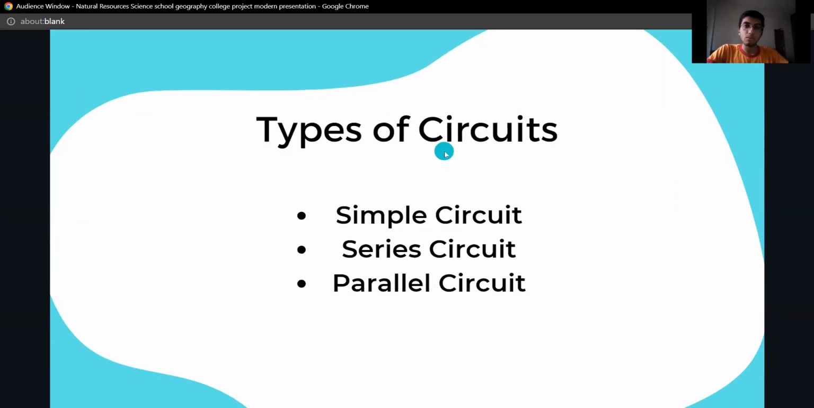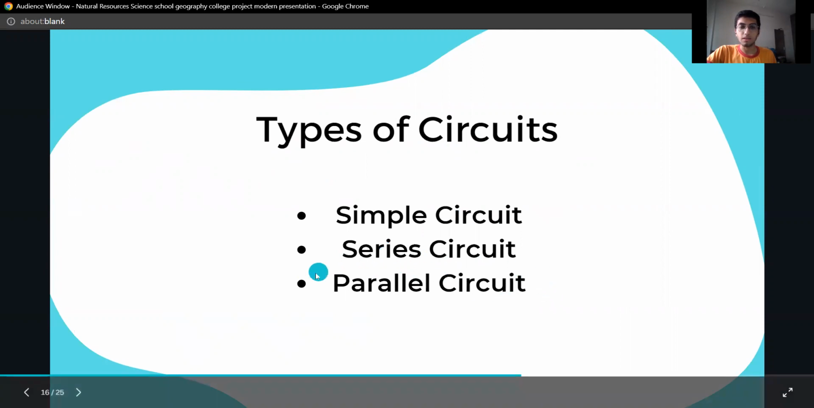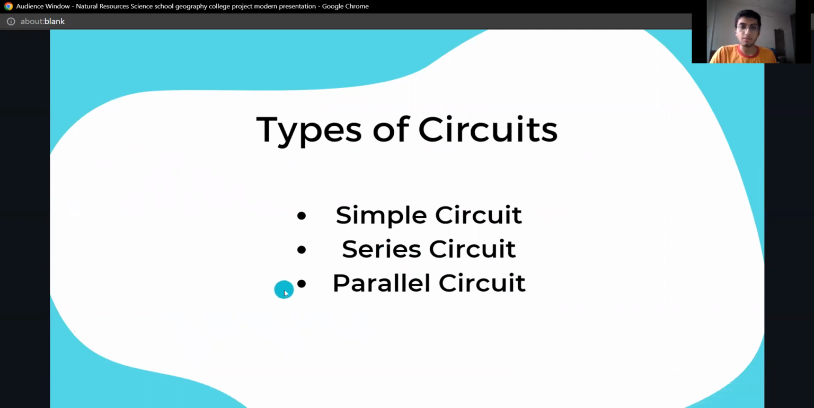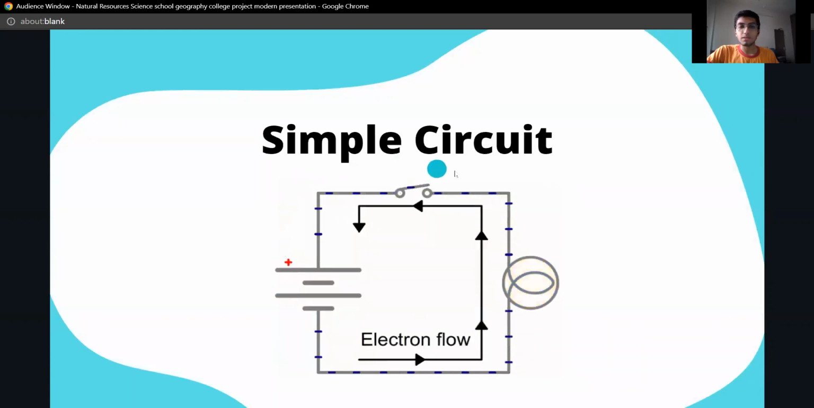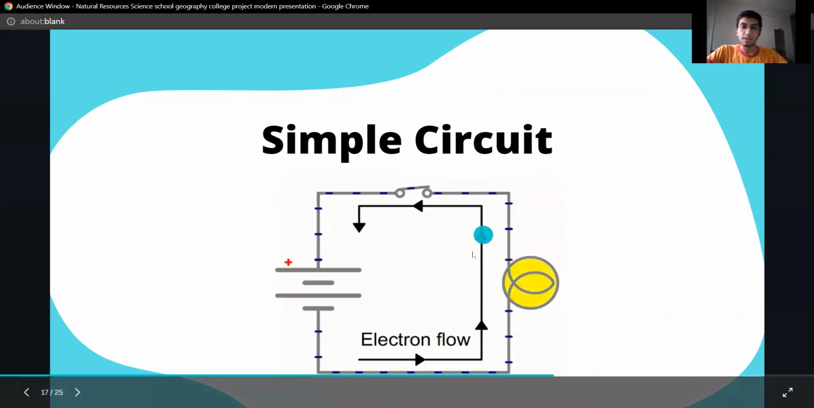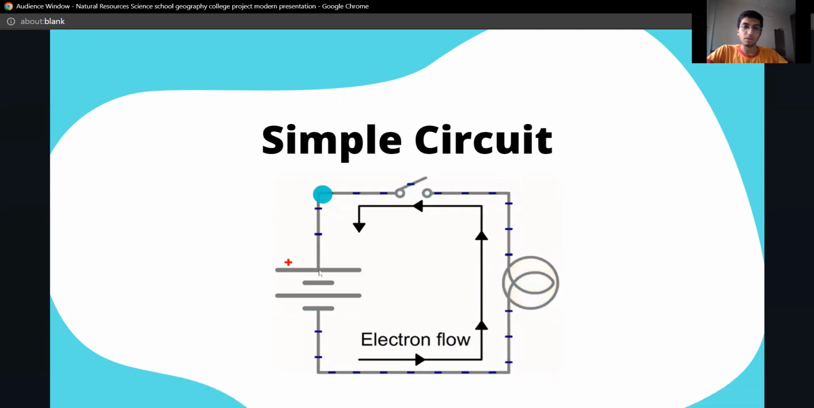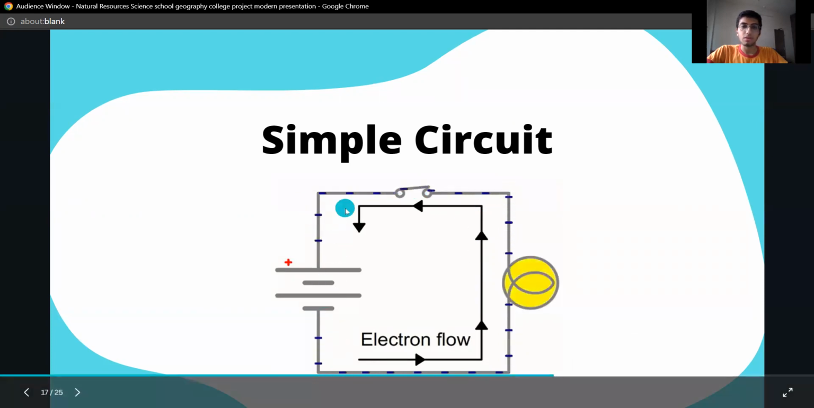And now we have three main different types of circuits. First is the simple circuit. Second, the series. And third is the parallel. Now we'll delve into each of them. Simple circuits are circuits which are simple, as the name suggests. So it consists of just one bulb connected across a battery, which is the source. And yep, that's it about simple.